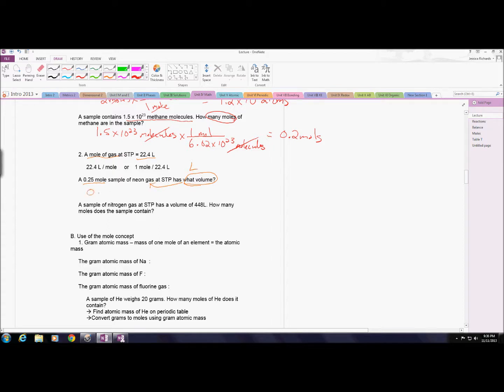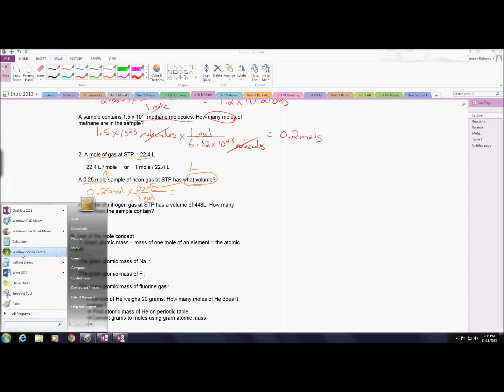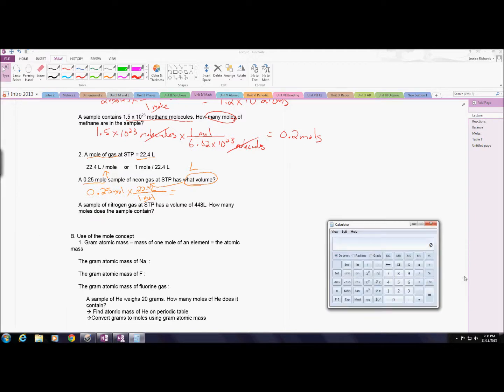So I'm going to do 0.25 moles times, and using our factor label, we want the moles to cancel, so we're going to pick the factor where the 1 mole is on the bottom and our 22.4 liters are on the top. So moles cancel, and we closed the calculator, so we got to pull this guy back up. 0.25 times 22.4, or 5.6 liters.